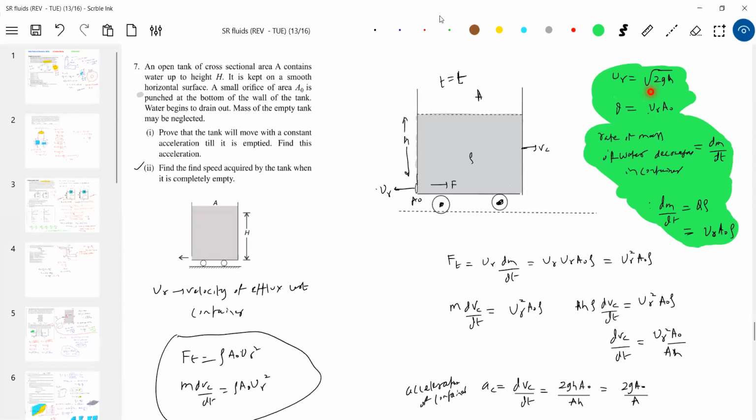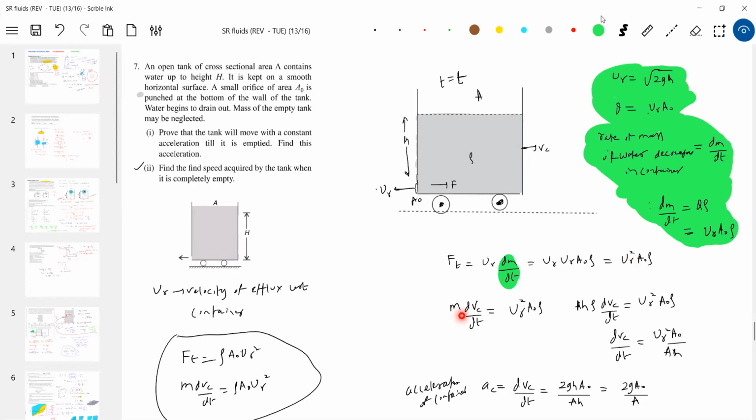Okay, therefore, what is dm by dt? This has to be determined. How to replace this dm by dt? I'll take help of the background concept here. We know velocity of efflux. What is the flow rate? You are into A naught. Then the rate at which mass is decreasing, dm by dt, I'll multiply this with density. I'll get UR A naught rho. I'll substitute here, so UR square A naught rho. Okay, fine. This is okay.